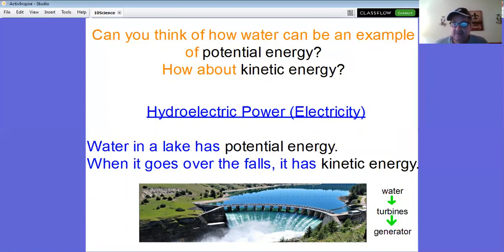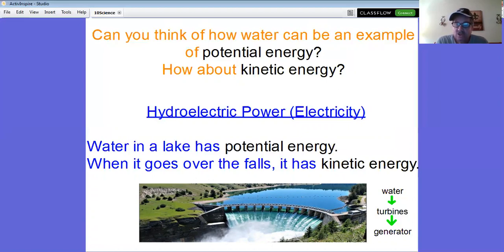Now, the reason I bring this up is here is a source of electricity called hydroelectric power. The word hydro actually means water. And the word electric refers to the movement of electrons used to create electricity. Now, water in a lake, water in a dam has potential energy. It sits there, not moving much, but the potential is there to create motion and to create electricity.